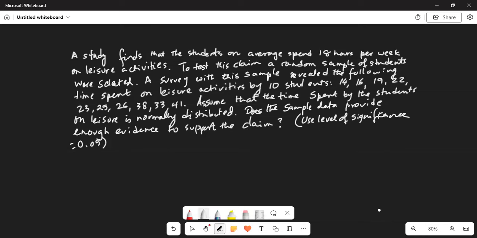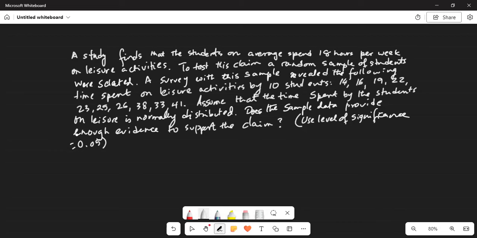A study finds that students on average spend 18 hours per week on leisure activities. To test this claim, a random sample of students was selected. The survey revealed the following time spent on leisure activities by 10 students: 14, 16, 19, 22, 23, 25, 26, 38, 33, and 41. Assume that this time is normally distributed. Does the sample data provide enough evidence to support the claim?